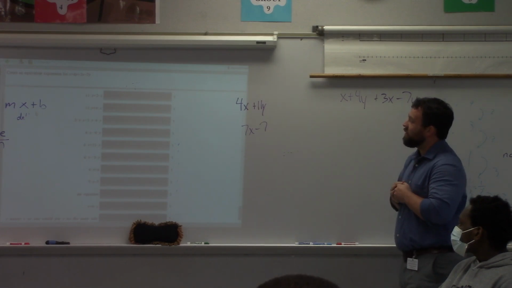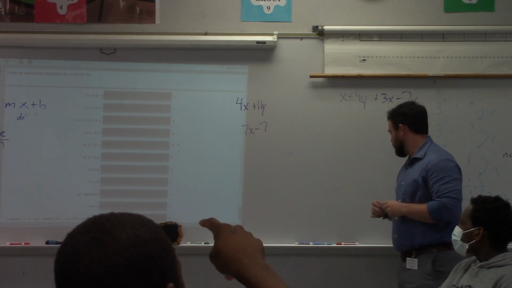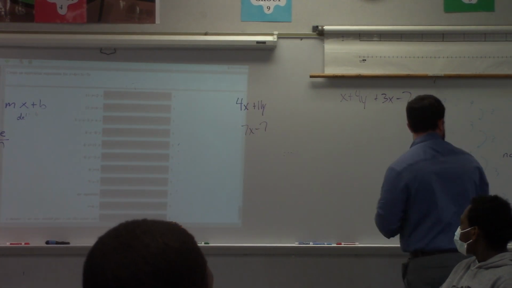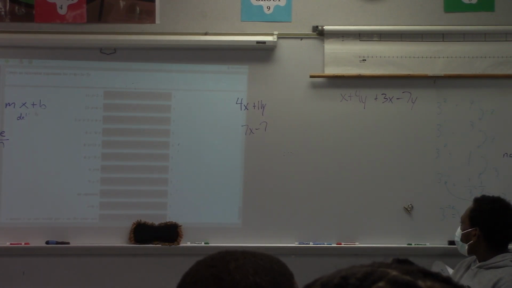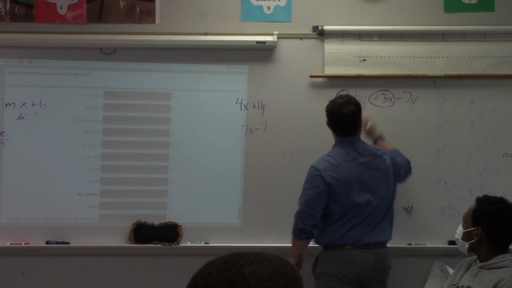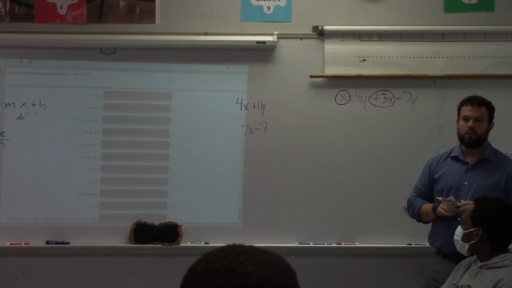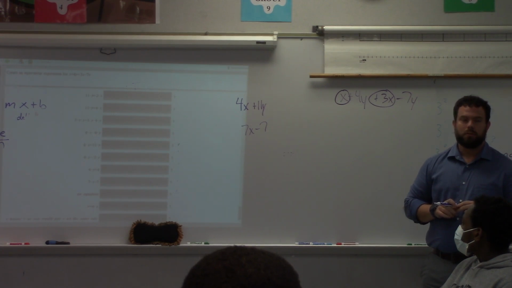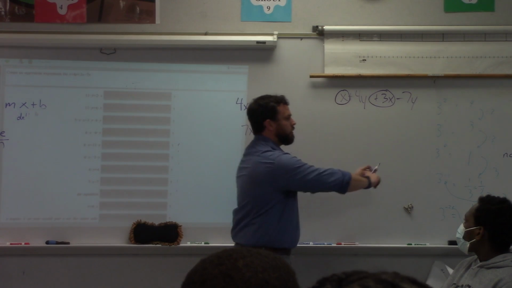Can someone explain where they're getting 4x from? When I saw 3 in the x, so I did 3x plus x, and I got 4x. So you did 3x plus x, and you got what? 4x. 4x, okay, cool. Why is x plus 3x 4x? Because x is just 1. If it feels like another 1, then you would do 3x plus x plus x. They're the same thing. So you just add them together. You just add them together?